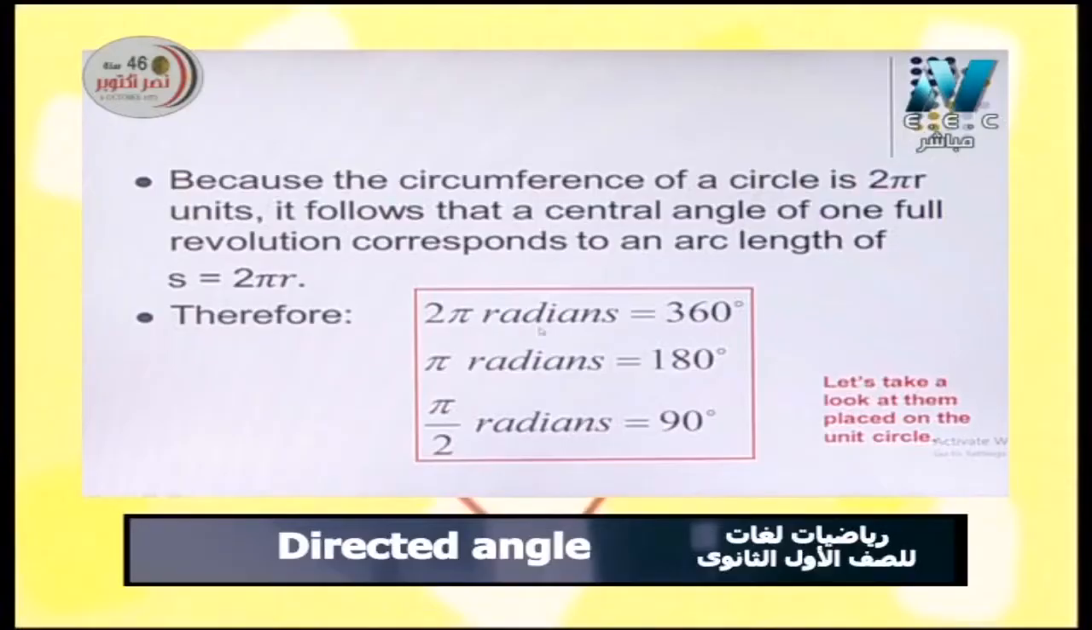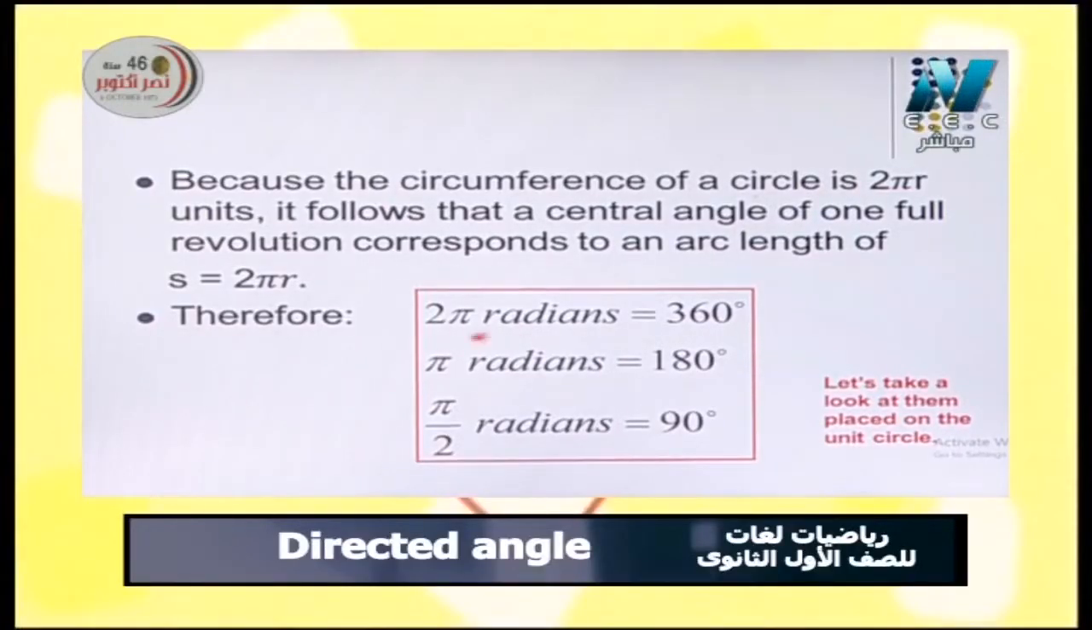Let's go to another slide here. We have 2 pi, as we said, equivalent in degree measure to 360, and pi radian equals 180, and pi over 2 is equivalent to 90 degrees. And we know that S, which is the circumference of the circle or the length of the circle, equals 2 pi r.